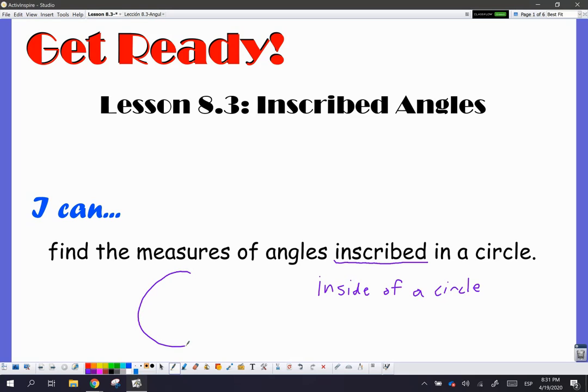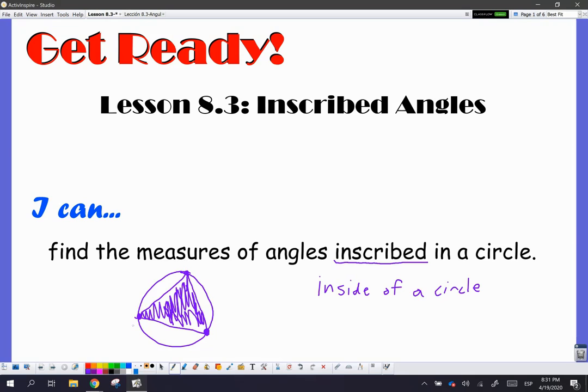So take an example here. I have a circle, and if I were to inscribe this triangle, I can see that each vertex is on the circumference of the circle, and the shape itself is all inside of the circle. So this is an inscribed triangle.